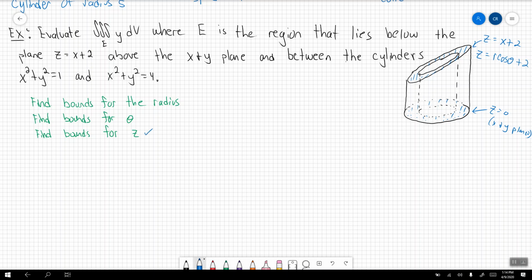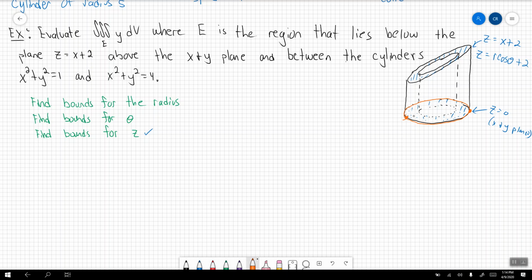Let's see if we can find the bounds for theta. Now, this is a complete cylinder, which means if we start at the positive x-axis, here we go, starting at the positive x-axis here, what angles is this sweeping through?